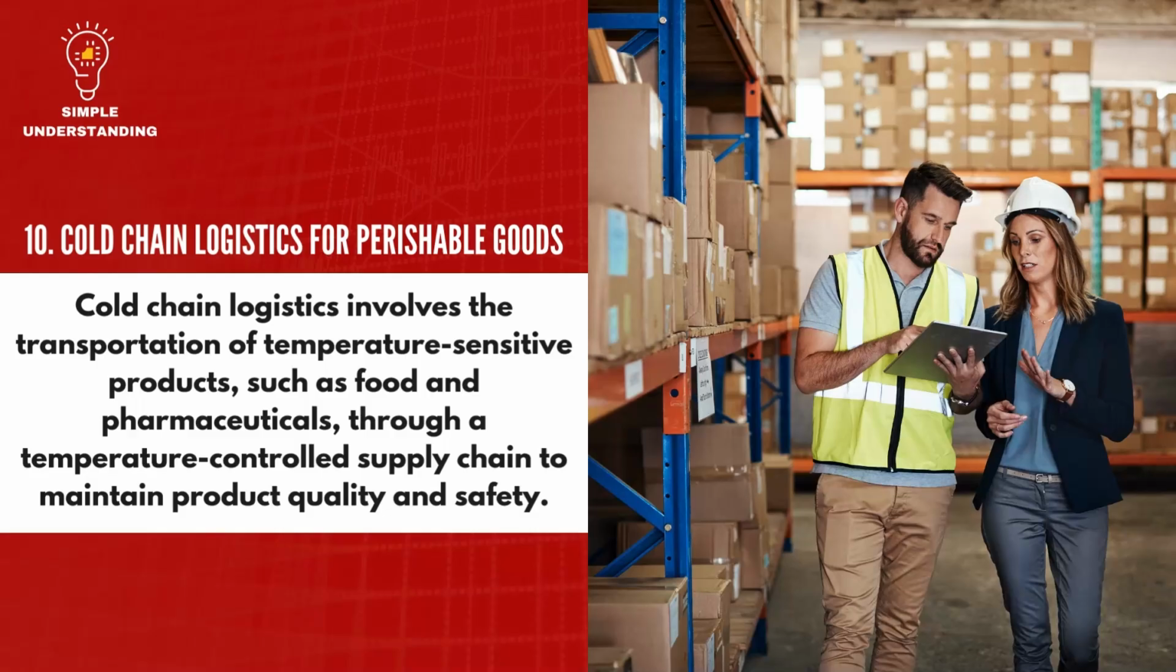10. Cold chain logistics for perishable goods. Explanation. Cold chain logistics involves the transportation of temperature-sensitive products, such as food and pharmaceuticals, through a temperature-controlled supply chain to maintain product quality and safety.